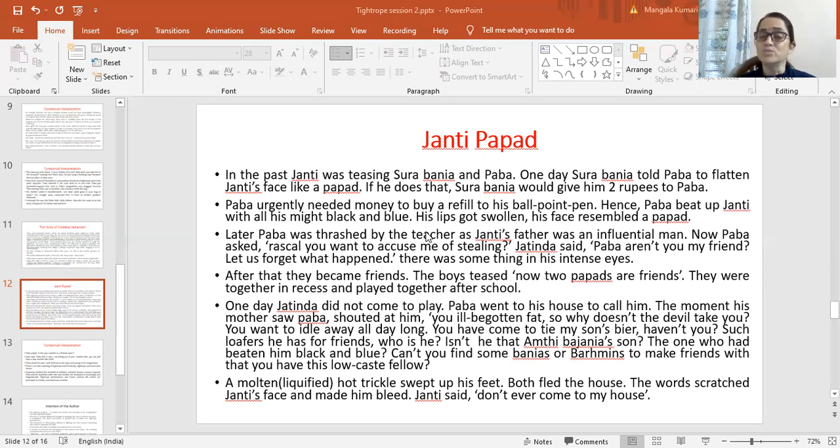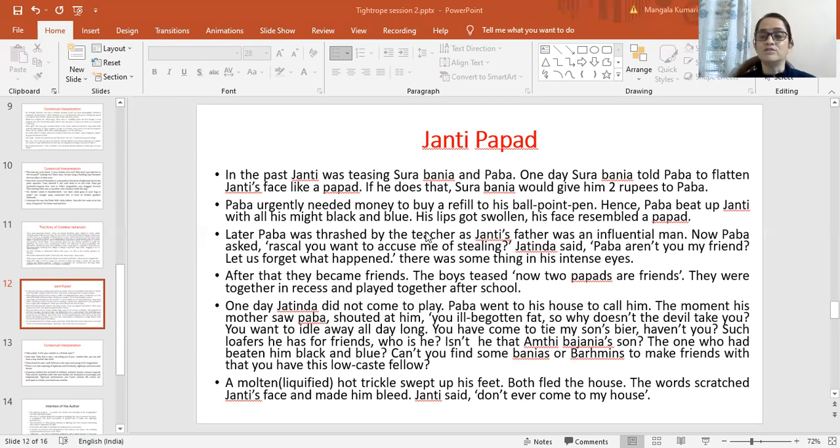Listening to these words, Paba felt a molten, liquefied heart trickle down to his feet. So Janti came out and held Paba's hand. Both of them fled from the house. Those words scratched Janti's face and made him bleed, not physically, mentally. He is bleeding from those abusive words. Both of them kept running and ran far away from the house.